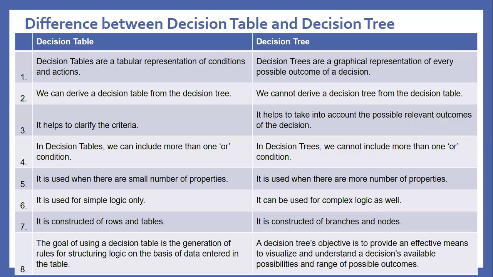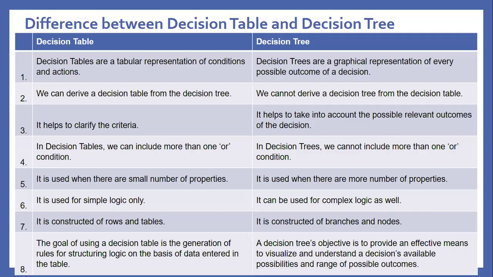Moving to the question: difference between decision table and decision tree. Decision tables are a tabular representation of conditions and actions. Decision trees are a graphical representation of every possible outcome of a decision. We can derive a decision table from a decision tree. We cannot derive a decision tree from a decision table. It helps to clarify the criteria. It helps to take into account the possible relevant outcomes of a decision.